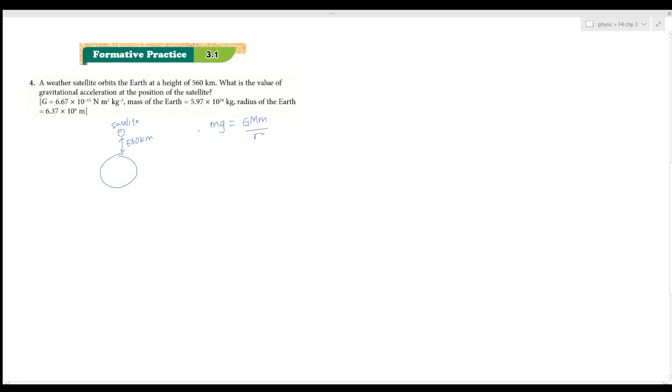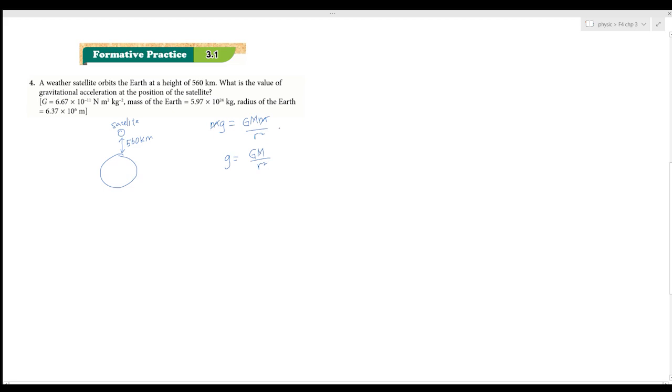F equals mg. This we learned in chapter 2, and this is the universal force, or we also call that the gravitational force, we learned in chapter 3. And the m is the mass of the satellite, so we can cancel out. So the gravitational acceleration will be equal to GM over r squared.